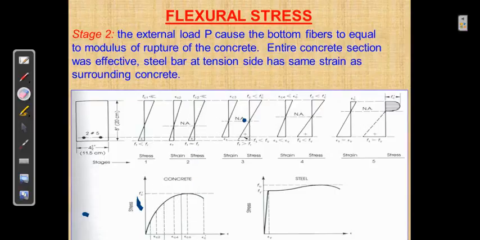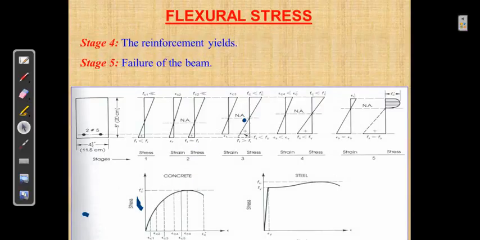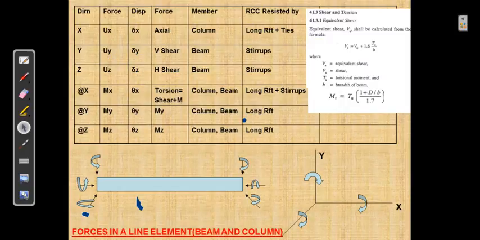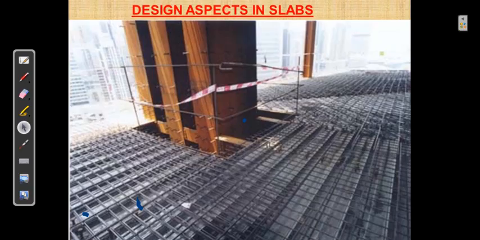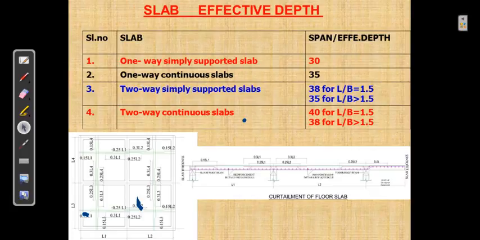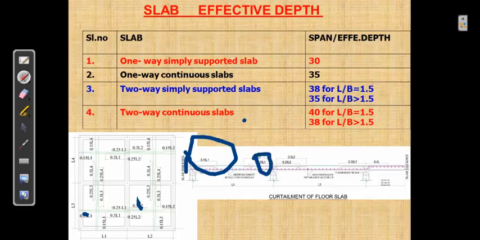See, we already discussed the flexure stress and diagonal cracks. See, these are load combinations and design aspects in slab. See, this is the curtailment detail: 0.15 L1 for the top, and for the bottom it will be 0.25 L1. Okay, so this is the curtailment details of slab.